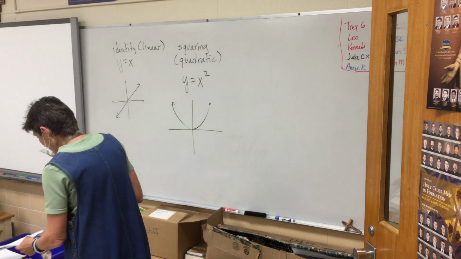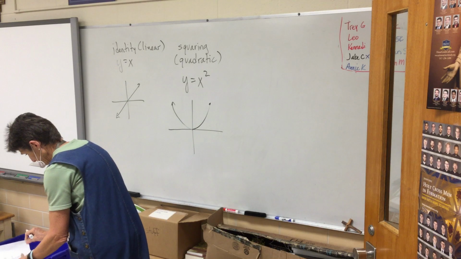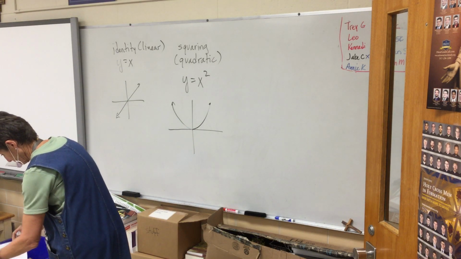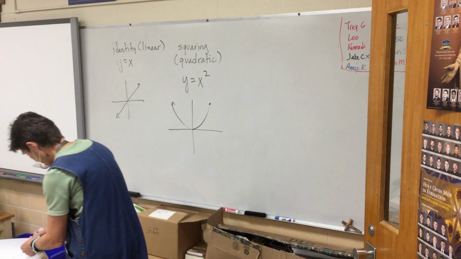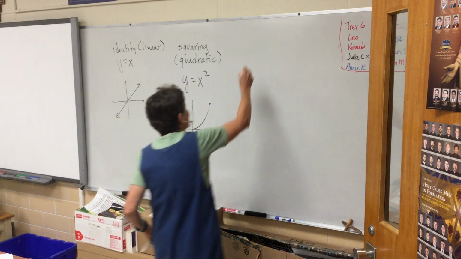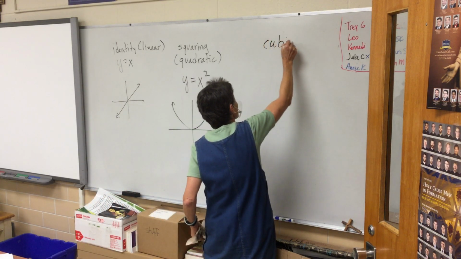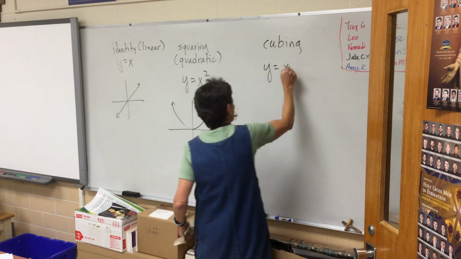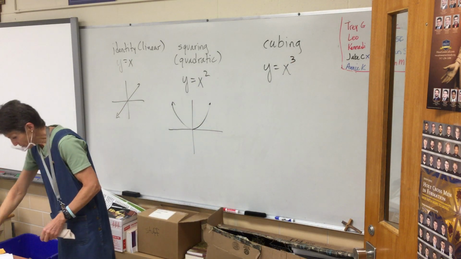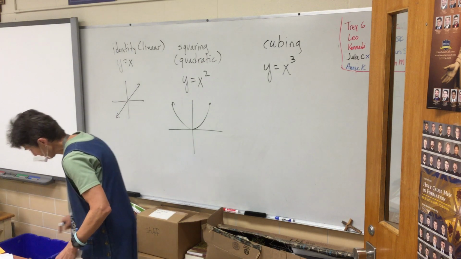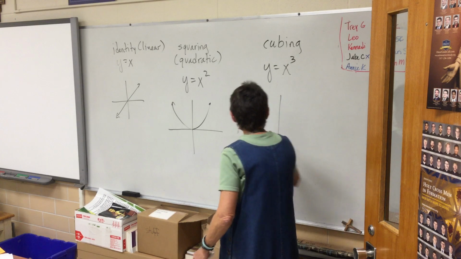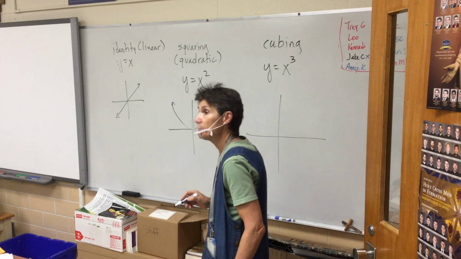All right, now we have the cubing function. Want to take a wild guess what the cubing function equation is? So far this is not too hard. Y equals x cubed. That's your cubing function. And what do you think the picture of that might look like? Anybody have a wild guess? Yes, Dave?